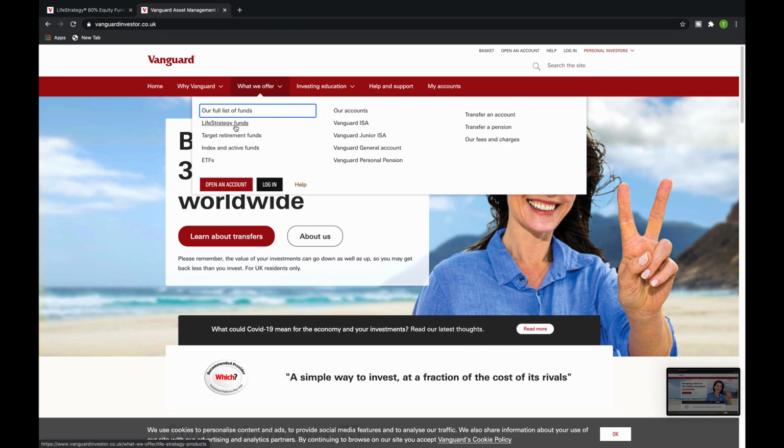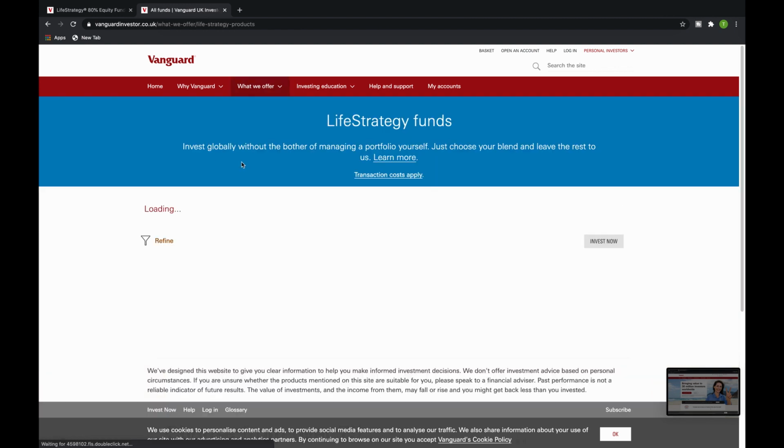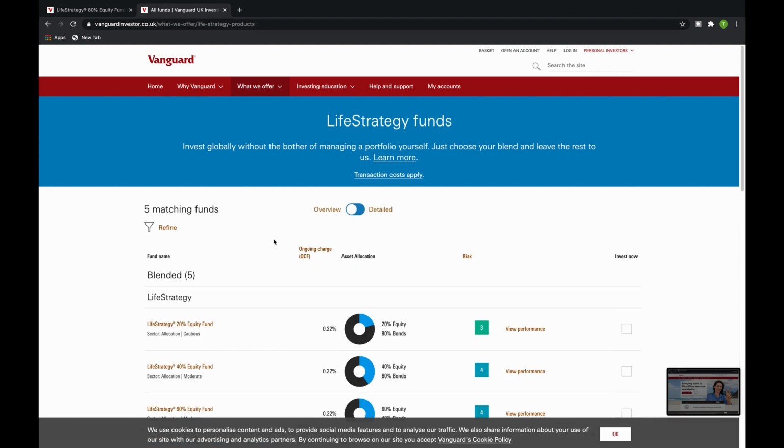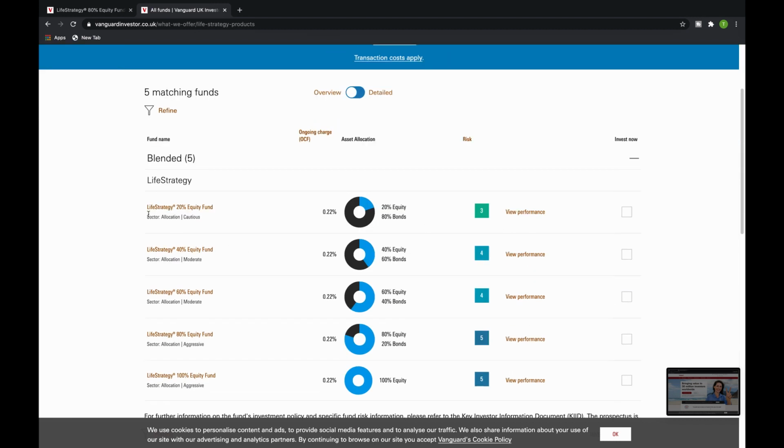So they've got the LifeStrategy funds, the target retirement funds, the index and active funds, and the ETFs, which are the exchange traded funds. Right, so let's go into the LifeStrategy funds. Basically, all you have to do here is it presents you with five matching funds. So they've got LifeStrategy 20% equity fund, 40% equity fund, 60%, 80%, and 100%.